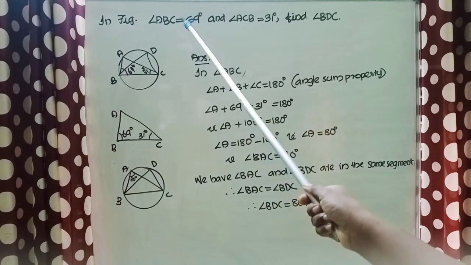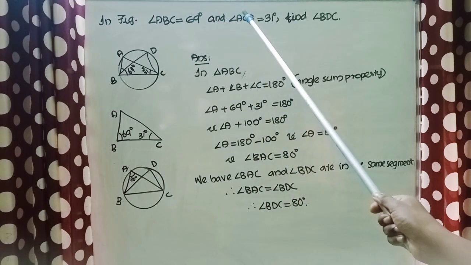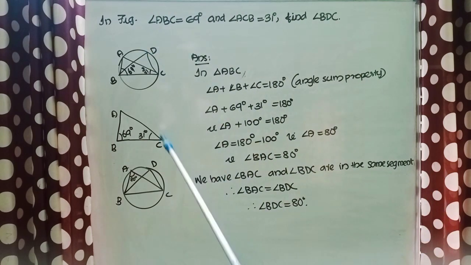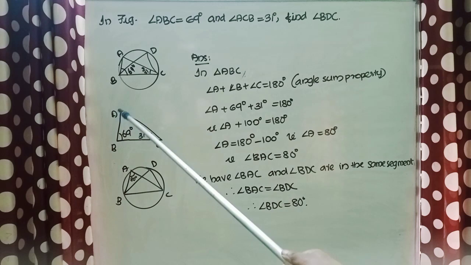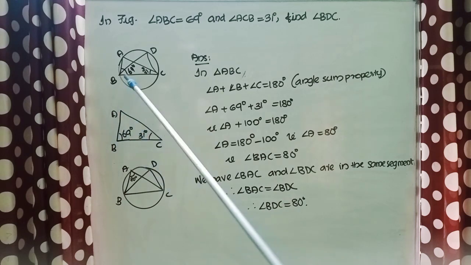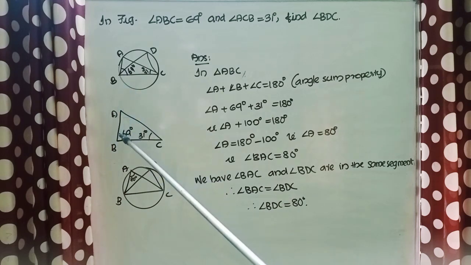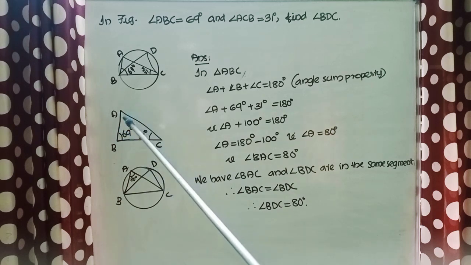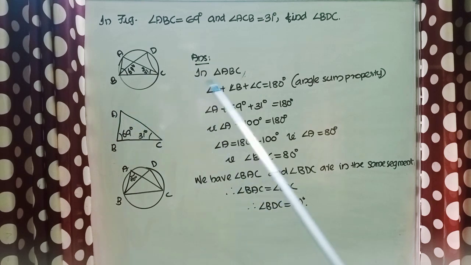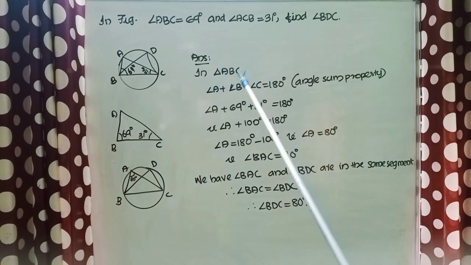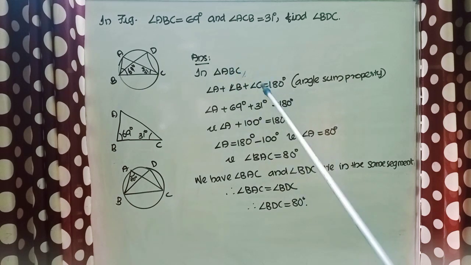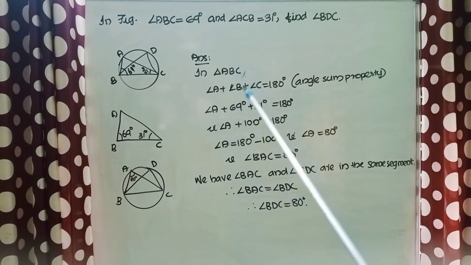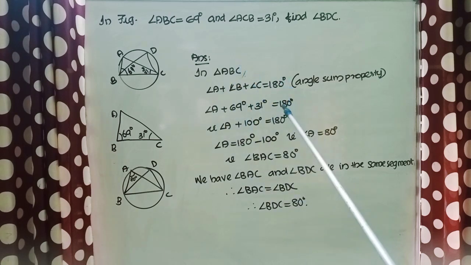In figure, angle ABC equal to 69 degree and angle ACB equal to 31 degree. Find angle BDC. Here is given the figure. So I have drawn the part of the figure, that is triangle ABC here. In this triangle ABC, angle B is given 69 degree and angle C is given 31 degree. So we can find out this angle A by using angle sum property. In triangle ABC, angle A plus angle B plus angle C equal to 180 degree. Angle sum property, that is angle A plus 69 degree plus 31 degree equal to 180 degree.